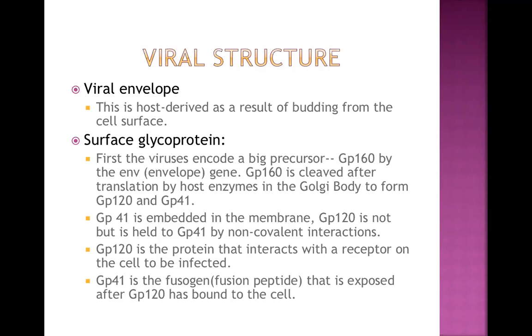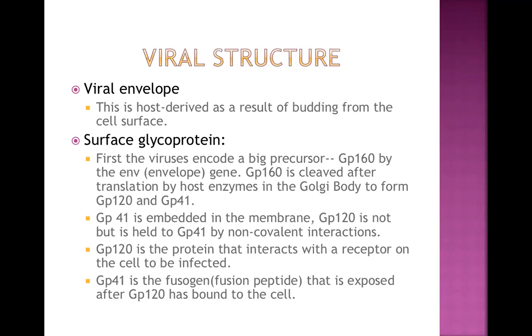As always, in any virus, if they are envelope viruses, the membrane of the envelope is derived from the host when they bud out from the cell surface. There are surface glycoproteins on HIV. These surface glycoproteins are mainly GP120 and GP41. GP means glycoprotein. In the beginning, glycoprotein 160 is produced by the virus. That GP160 is cleaved to form GP120 and GP41.